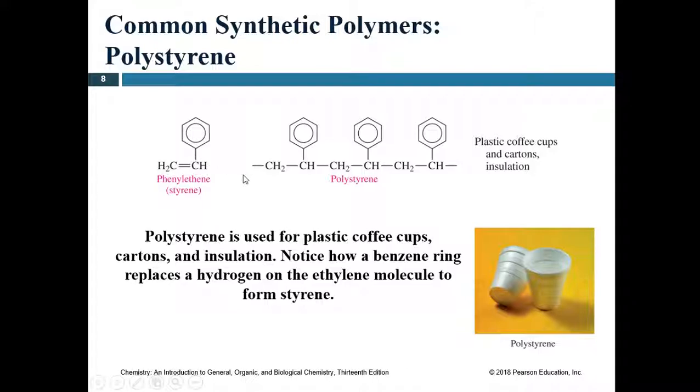So then if we connect it and make polystyrene, we connect with the double bonds and we'll form connecting groups. So you have your styrene, which has this benzene molecule on it, but we have many of them. It's used for our plastic coffee cups, cartons, insulation.